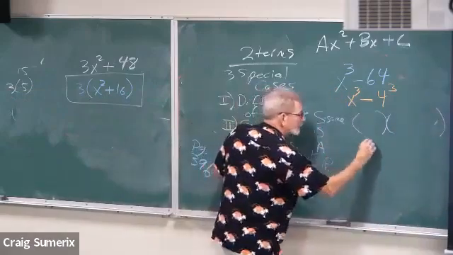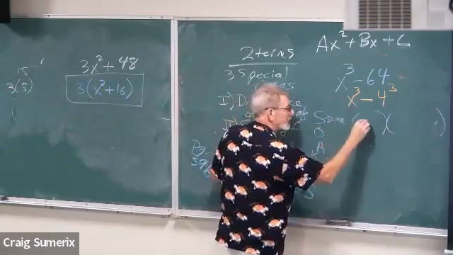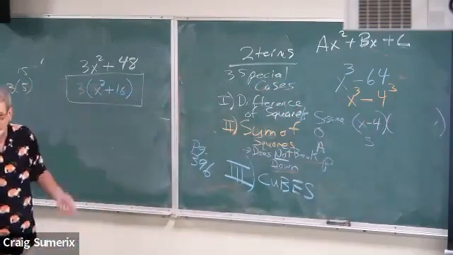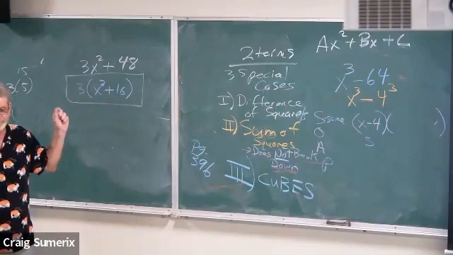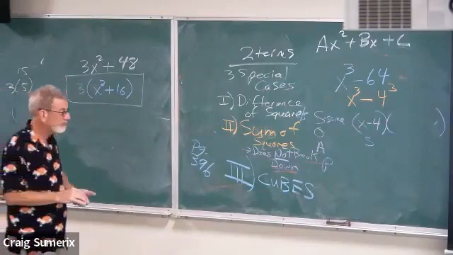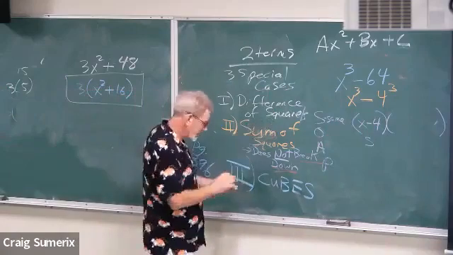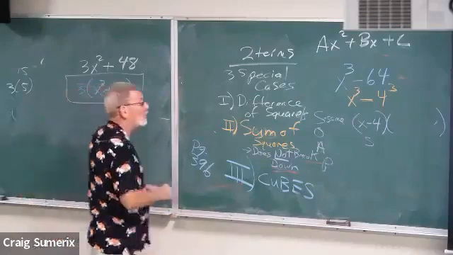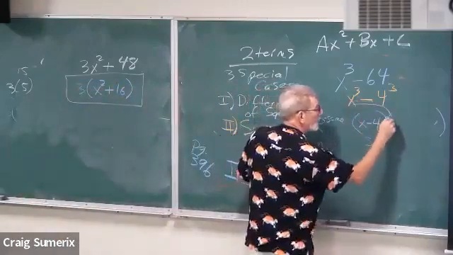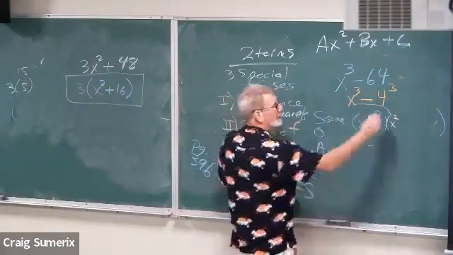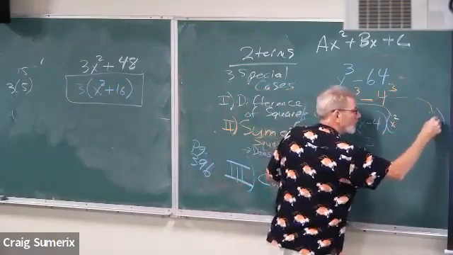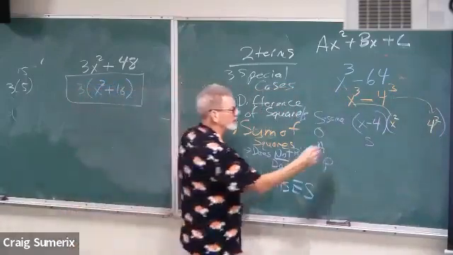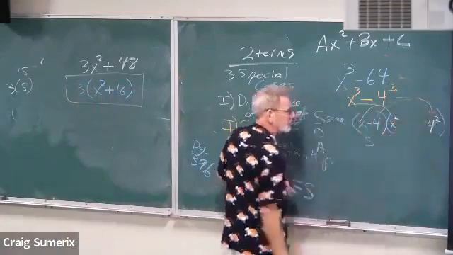The S stands for same. Take this and write it just like you see it, but without the exponents. So instead of being x to the third and 4 to the third, it's just x minus 4. In the next parenthesis, you take this one and square it, and this one and square it. You square each of those.